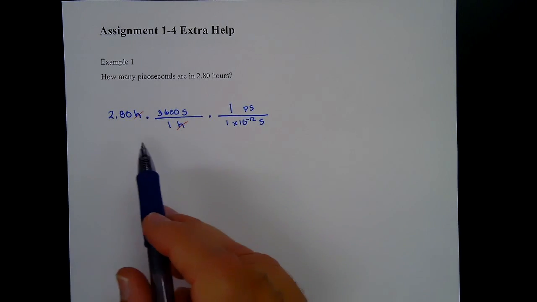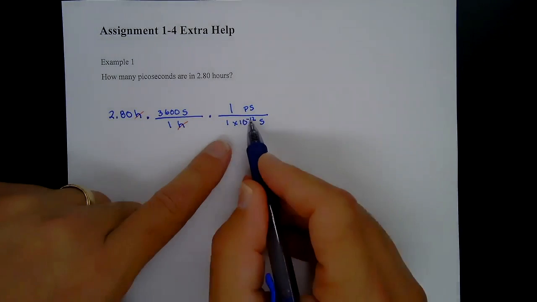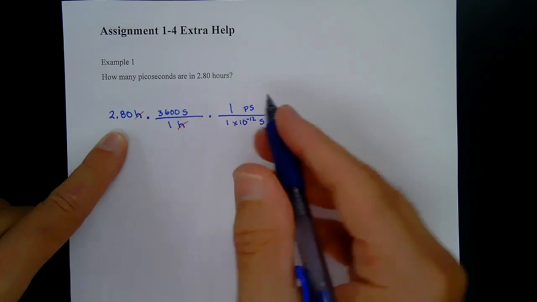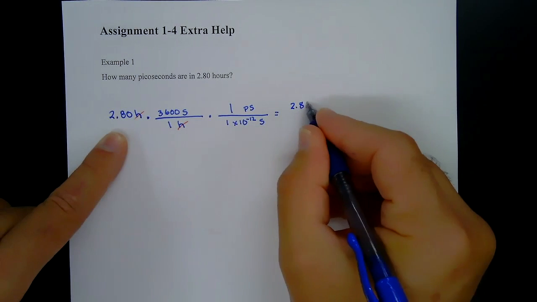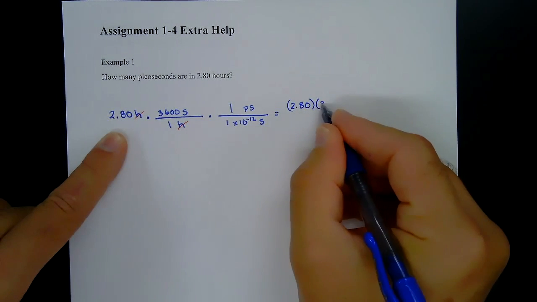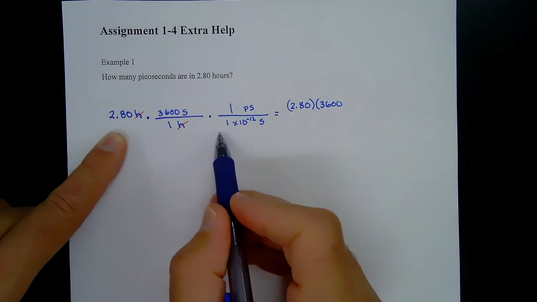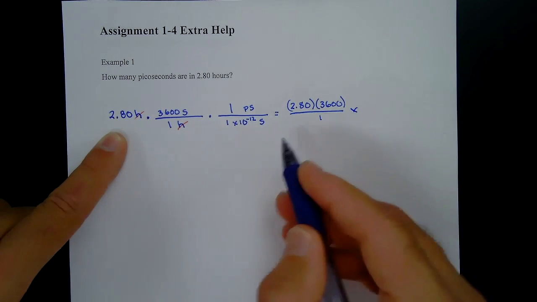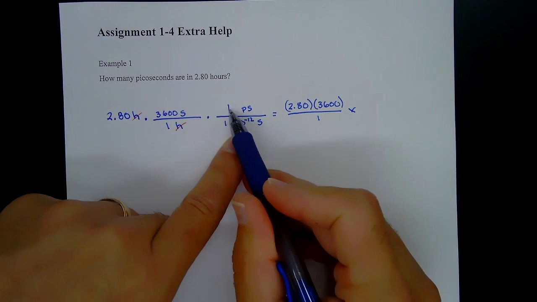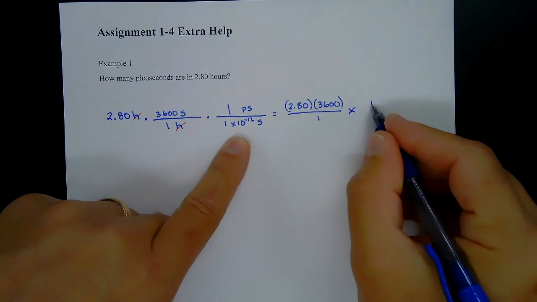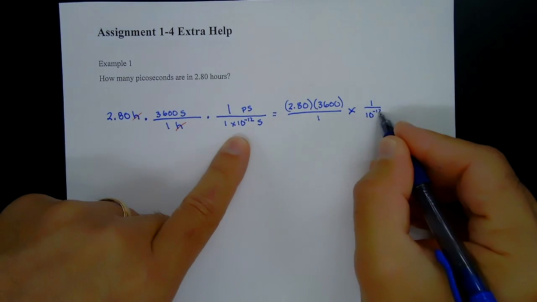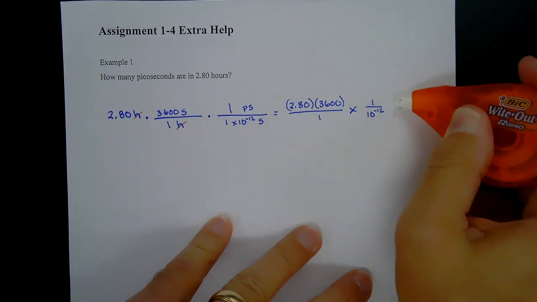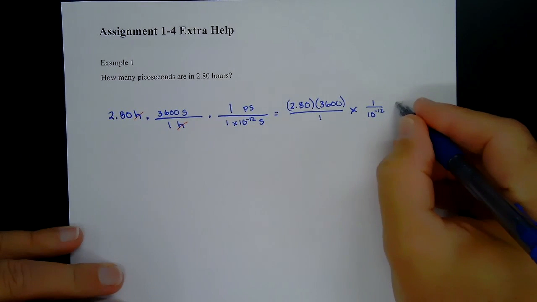If we go through and multiply this, I'm going to separate out any 10 to a power. So this is going to be 2.80 times 3,600, all over 1, which I really wouldn't need to write. And then times, and this isn't 10 to the negative 12th, it'd be 1 over 10 to the negative 12th picoseconds. Whoops, I started to write seconds. So this is a picosecond.